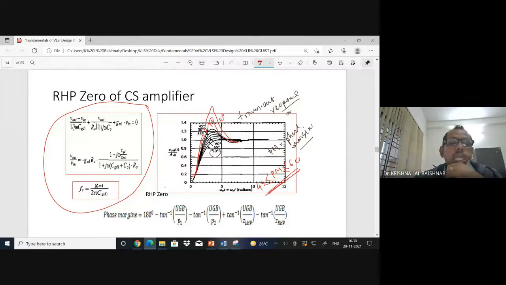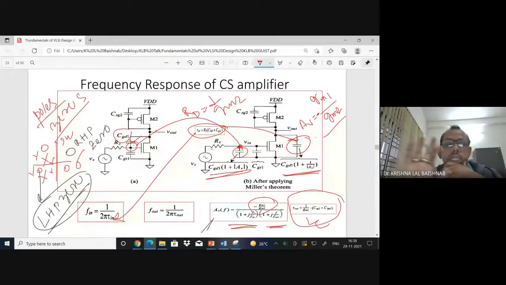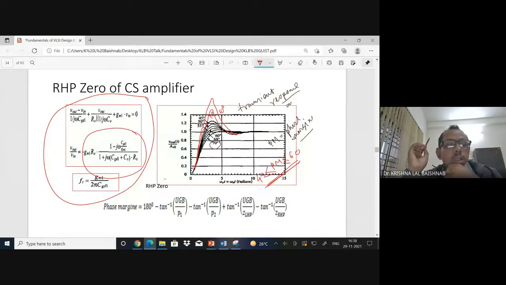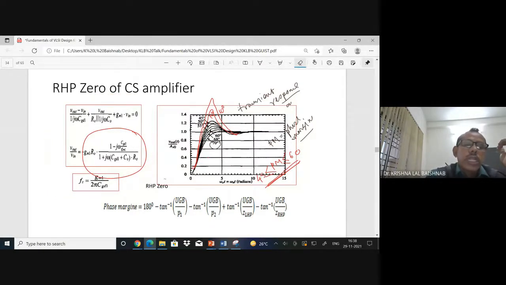In the last diagram, we can see that there is no knowledge of RHP zero. It shows there is no zero, only poles. But actually, if you do the calculation by using KVL or KCL, this expression will arrive. This circuit is done for only one pole. One pole means in the input there is no resistance like that. I'm showing you what circuit they have taken.